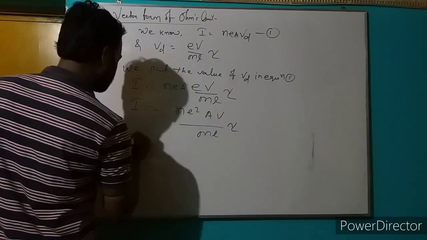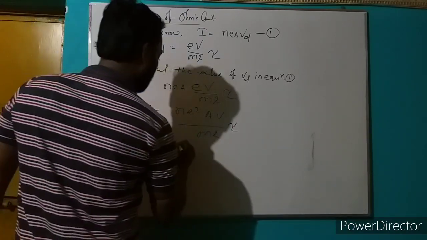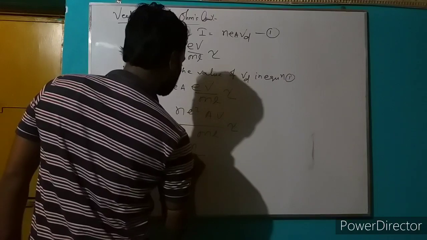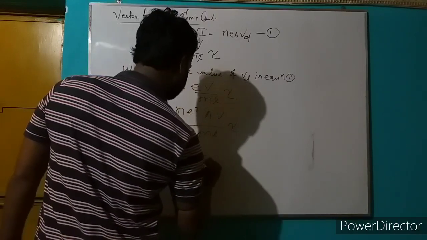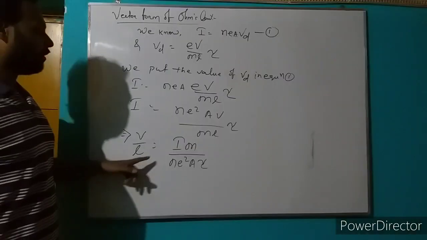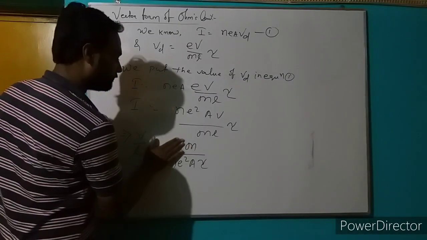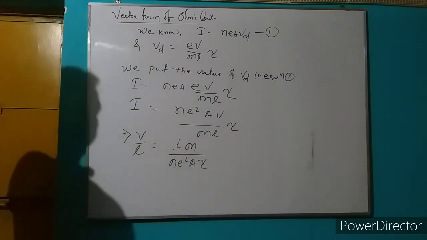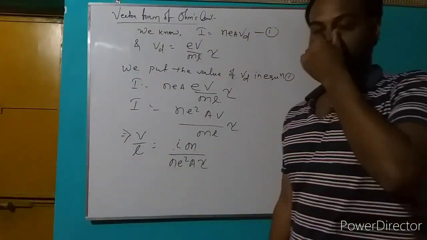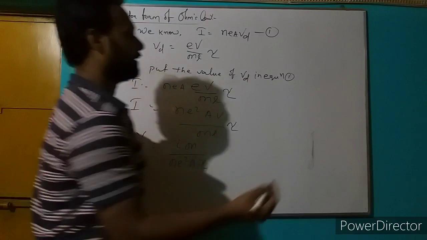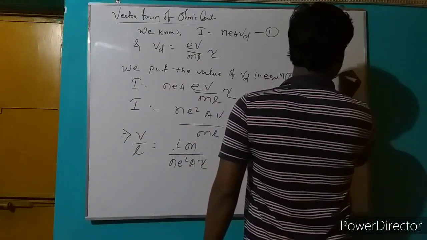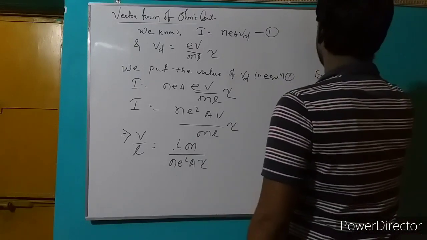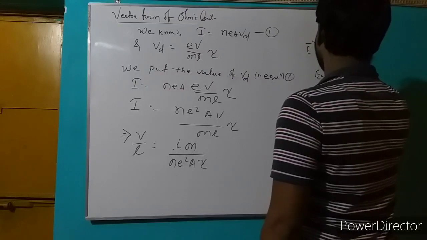V by L, that implies V by L equal to what will happen? I m divided by ne square A tau. Clear? V by L equal to I, sorry, this one is small I, m by ne square A tau. So here we know the relation between potential difference and electric field, that is E equal to minus dV by dr. Okay, E equal to minus dV by dr. This is the relation between electric field and potential difference.